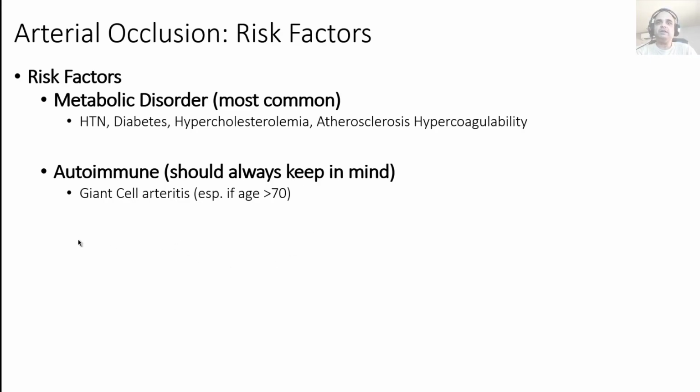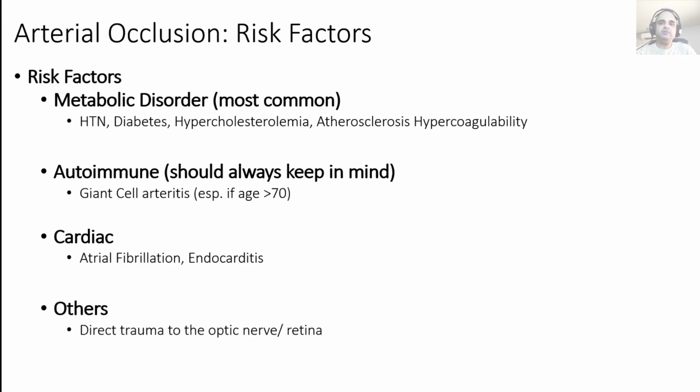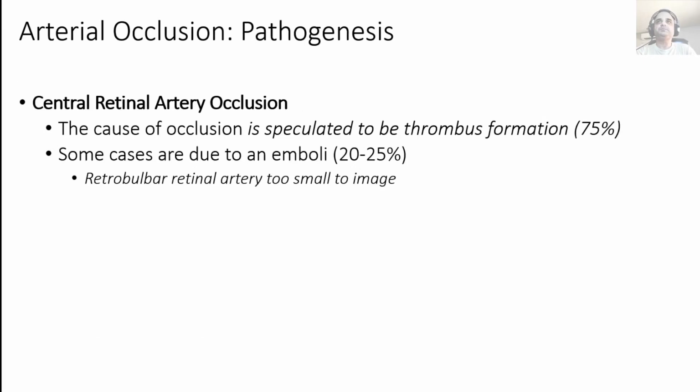Again, this is anecdotal evidence. At least I don't know of any study being done in Pakistan that relates giant cell arteritis to retinal artery occlusions. You can have cardiac risk factors in the form of atrial fibrillation and endocarditis, which eventually lead to emboli formation and can cause arterial occlusions. And finally, direct trauma to the retina or the optic nerve can lead to an arterial occlusion as well.